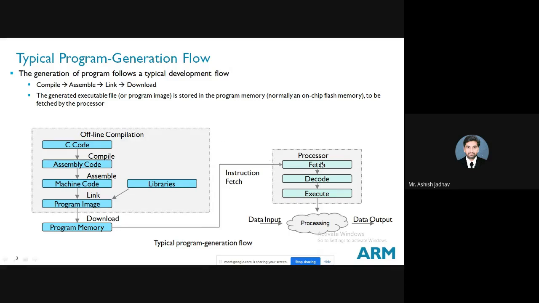So, instruction fetch. Now, I told you every instruction has to go through 3 stages to be executed. Those 3 stages are fetch, decode, and execute, right? Fetch means getting the code from program memory. Decode means understanding the meaning of that code or instruction. And execute means taking the actual action on that instruction. So once this instruction is executed, your application is ready to process.